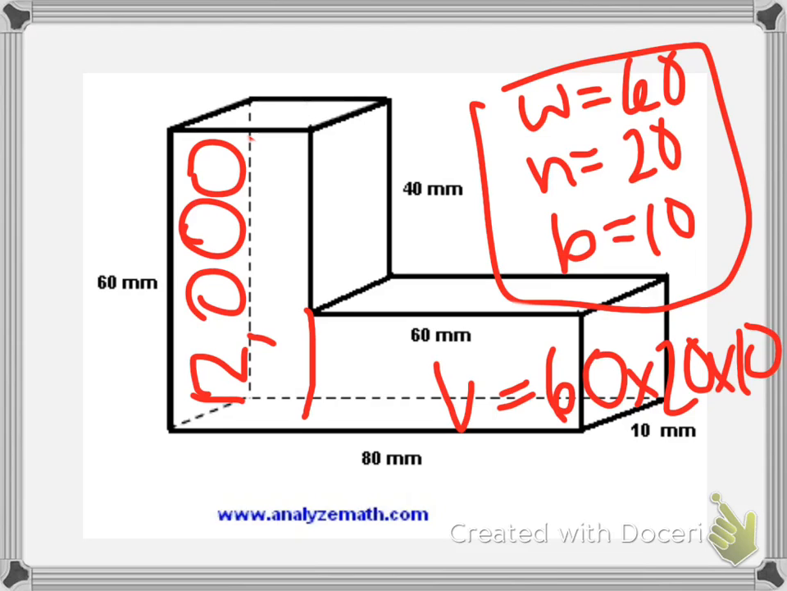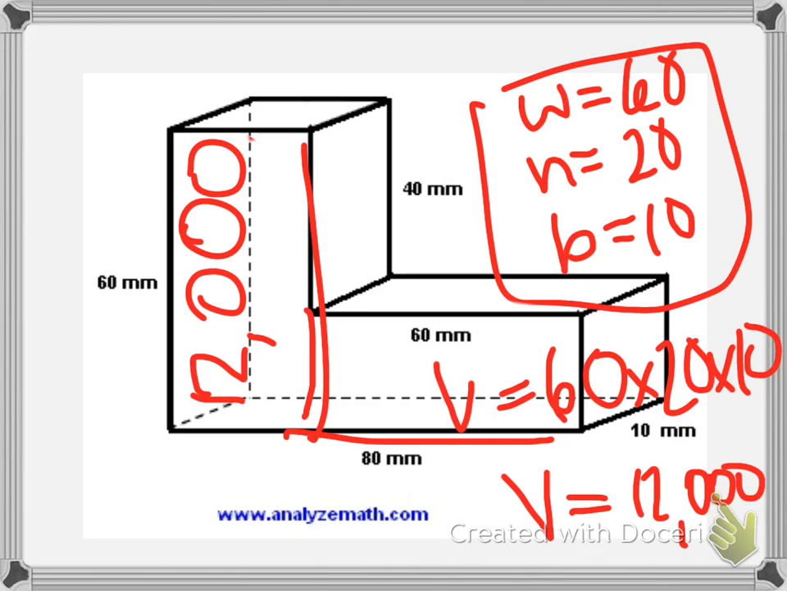If you realize, this is the same shape we had last time, just on its side. So this one is upright, and this one is on its side. So our volume is going to be the same. Our volume is equal to 12,000. And that's not for the entire thing. Again, that's just for this.